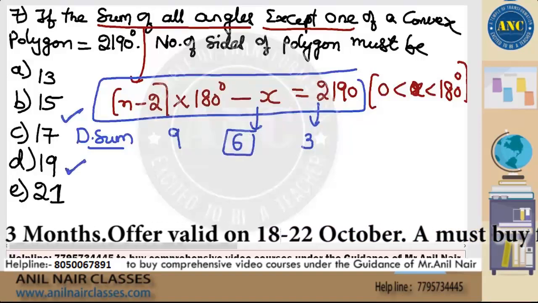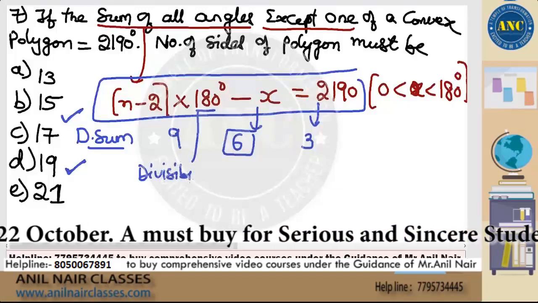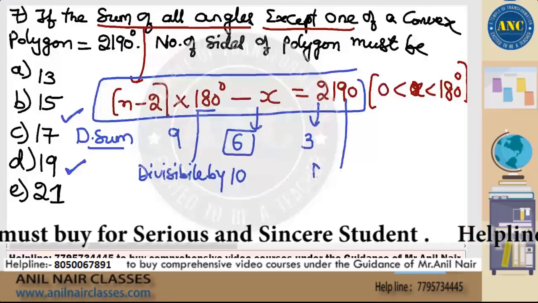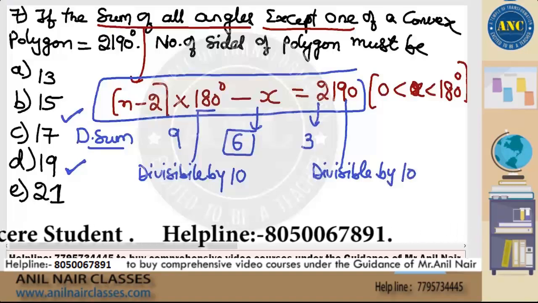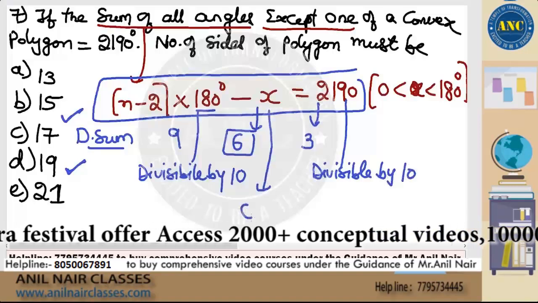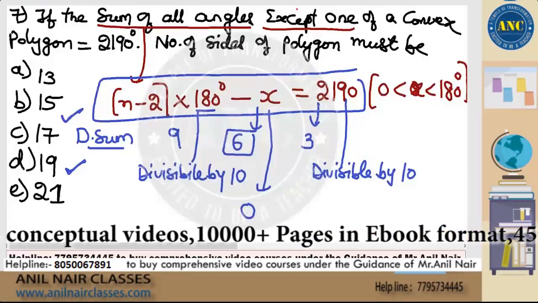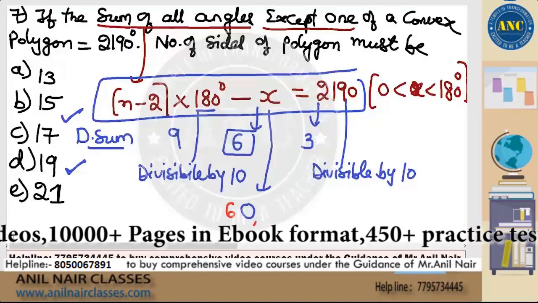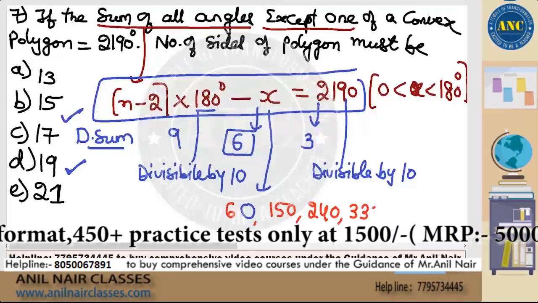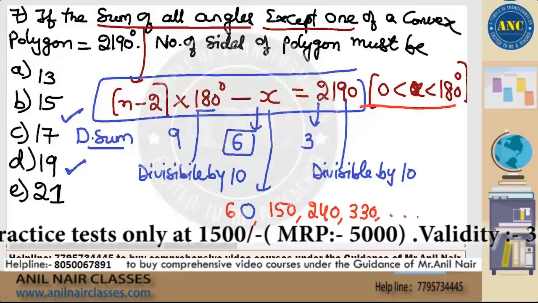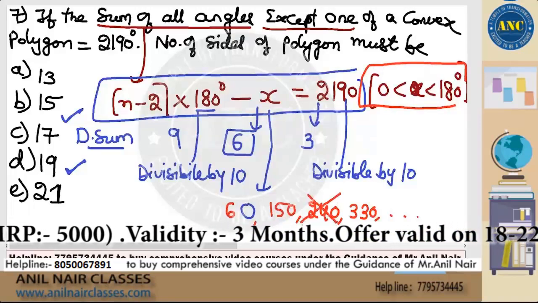First key point. Second, this is divisible by 10. 180 is divisible by 10. 2190 is also divisible by 10. This should be divisible by 10. So here 0 will come. Now if you see here, 60 means this could be 60, or it could be 150, or it could be 240, or it could be 330 and so on. But because it is a convex polygon, angle will lie from 0 to 180. So this is not possible.